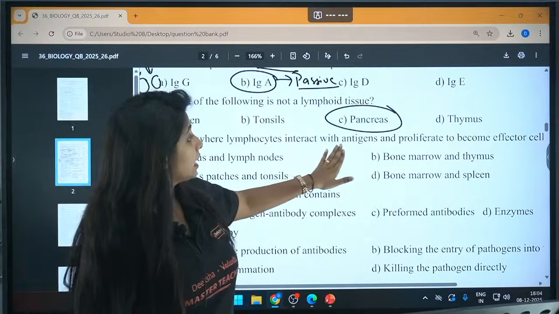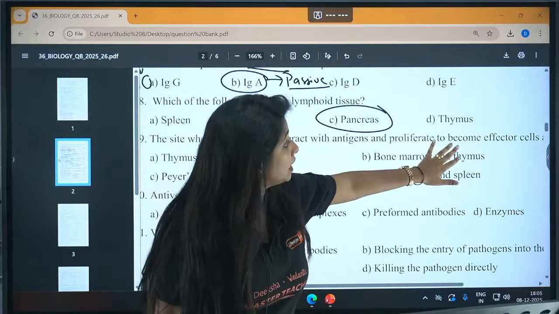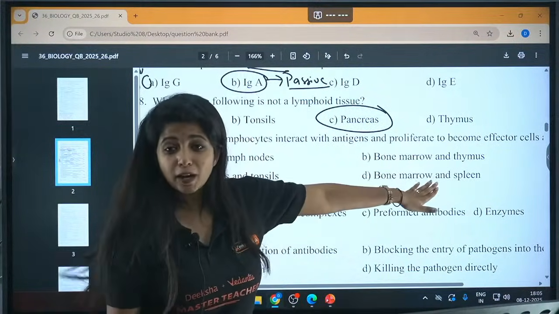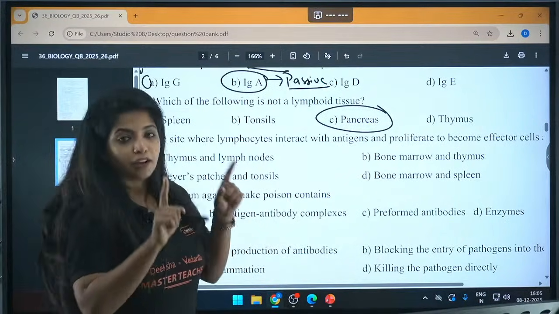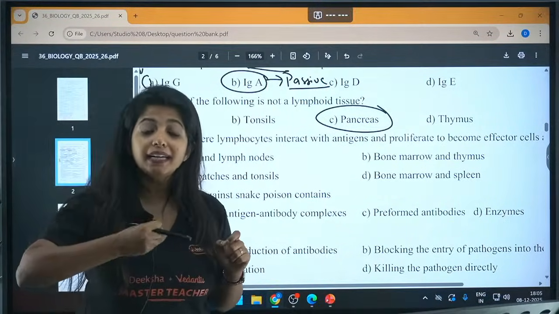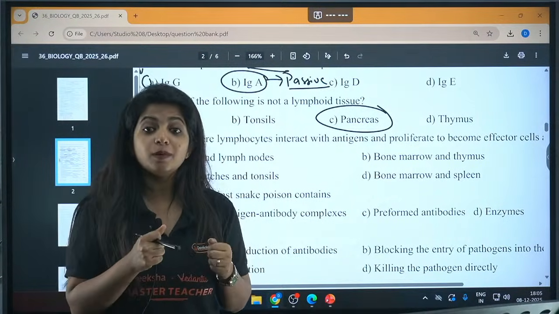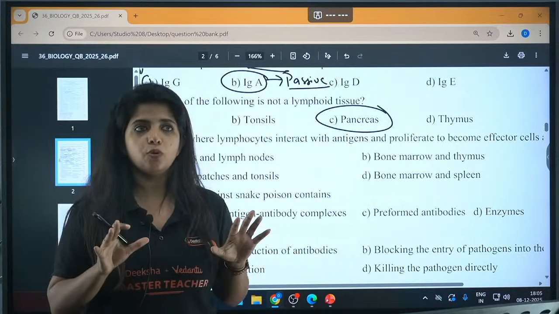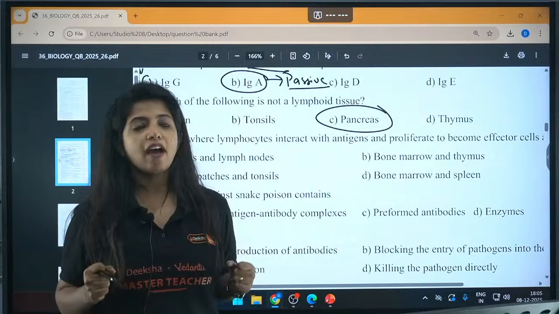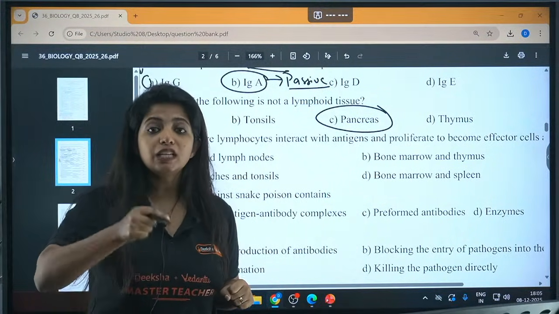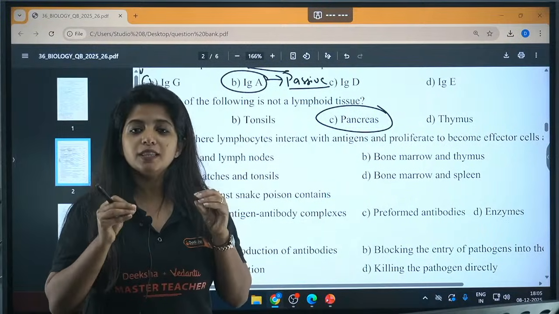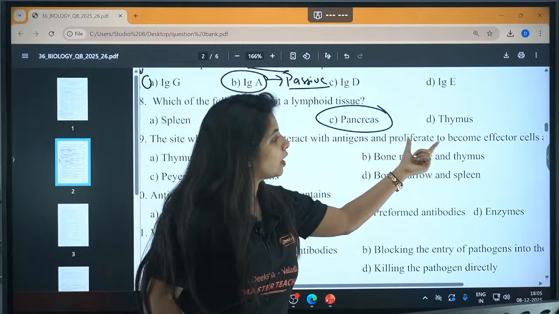The site where lymphocytes interact with antigens and proliferate to become effector cells. Bone marrow and thymus, you are absolutely wrong if you are saying B. Listen, the first place is where they become antigen sensitive. They become matured and they become antigen sensitive. That means they know that if this antigen comes, I have to attack it. That is known as being antigen sensitive. That happens in the primary lymphoid organs such as bone marrow and thymus.